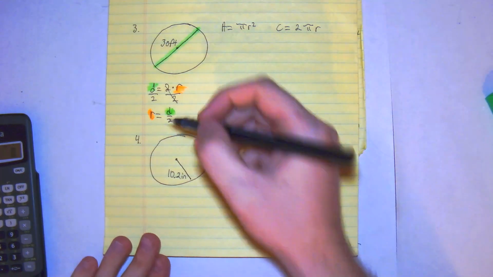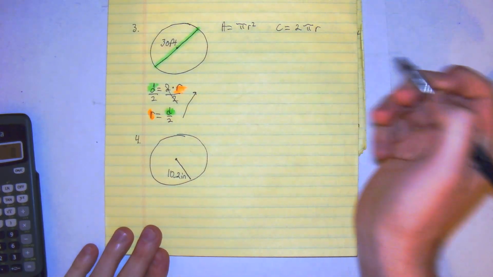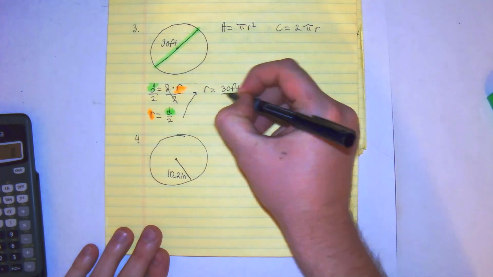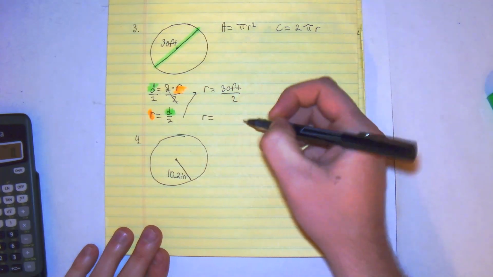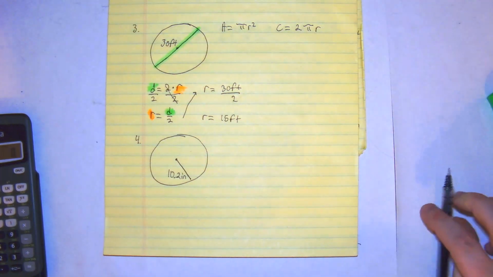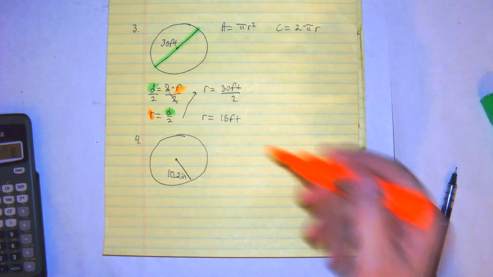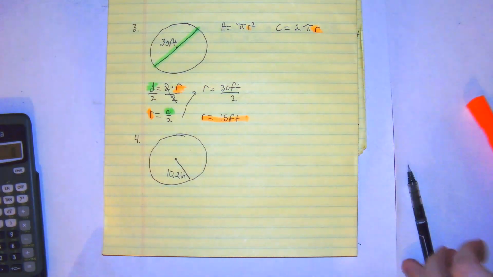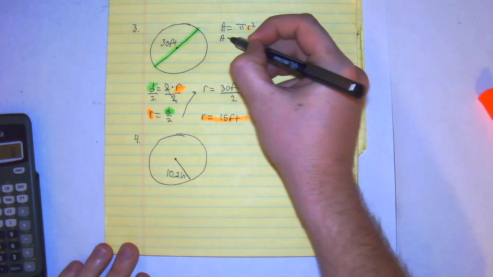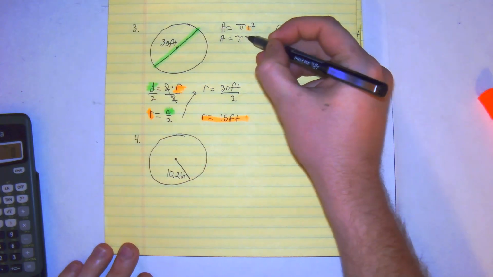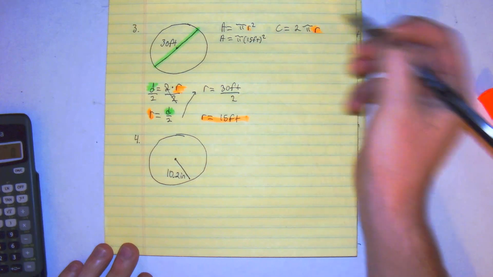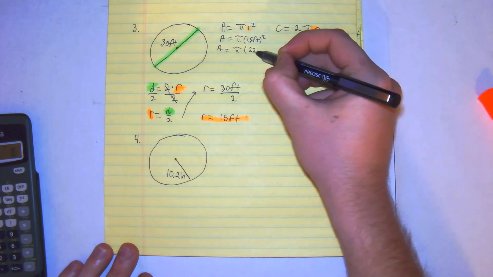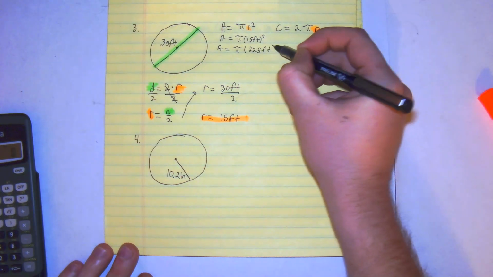So right here, let's just move an arrow to show that we moved it up here. So the radius would be equal to 30 feet divided by 2. That means our radius will be equal to 15 feet. Alright, so since our radius is equal to 15 feet, we can plug that into here and into here. So we have area is equal to pi times 15 feet squared. Area would be equal to pi times 225 feet squared.